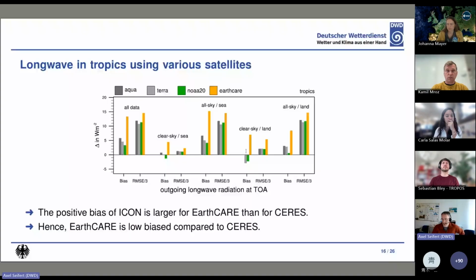And this is longwave in the tropics, where we also see this positive bias of ICON compared to Sirius, which is even stronger for EarthCARE, again showing a negative bias of EarthCARE compared to Sirius. And again, fairly consistent, mostly in cloudy conditions, less so in clear sky.